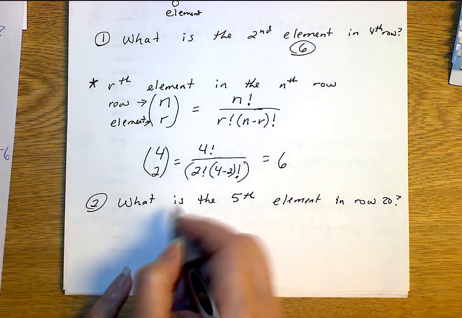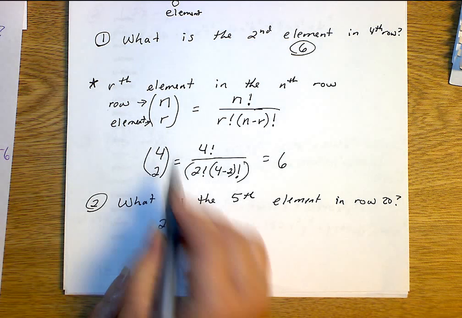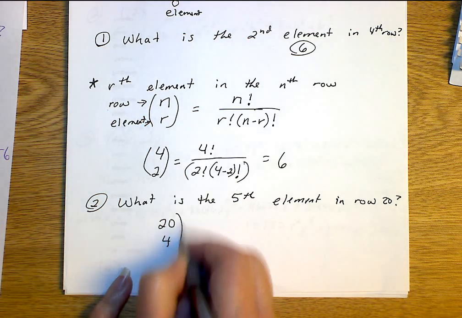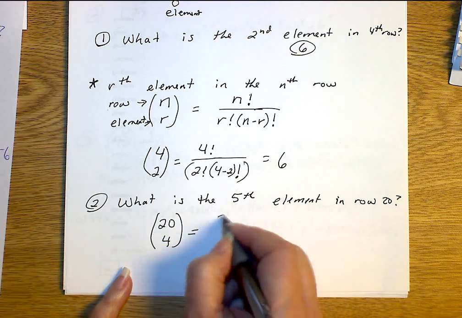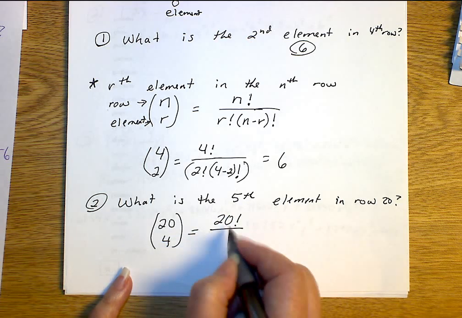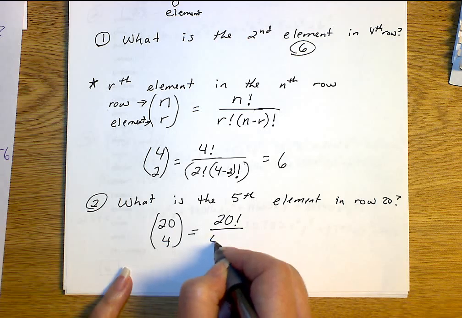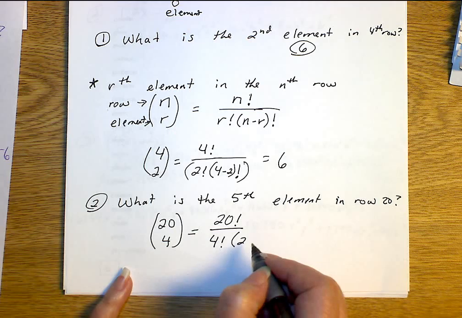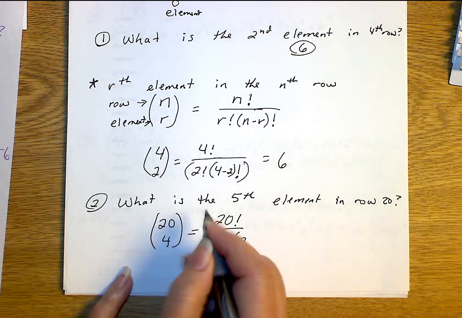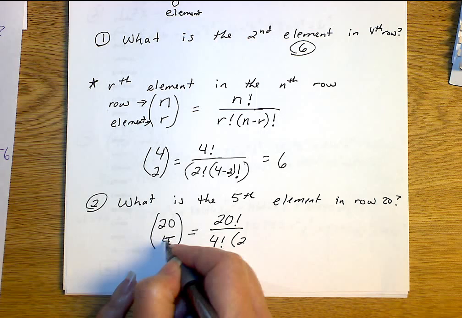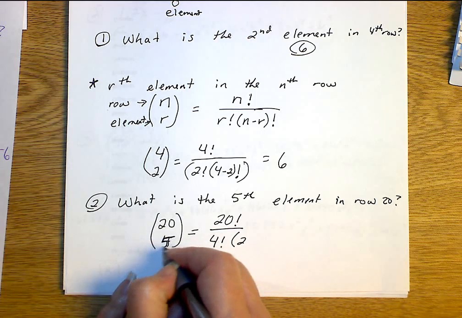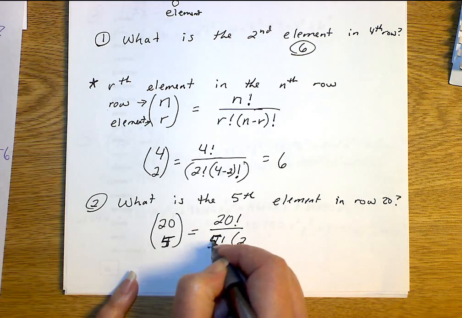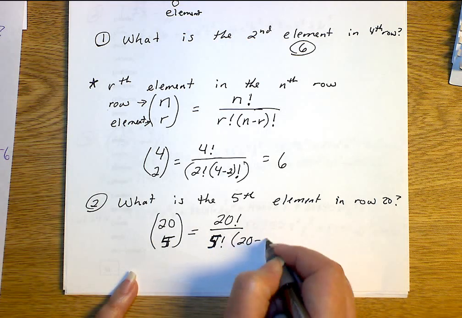Alright, so hopefully you wrote 20 on the top, because remember your rows go on the top. 20 over 4 in parentheses is equal to 20 factorial over 4 factorial, and then, oh yes, sorry, thank you. Yeah, it says 5. Oh, yeah, and I don't know why I did 4 there. I did on my homework too. Okay. Thank you. And then 20 minus 5 factorial.